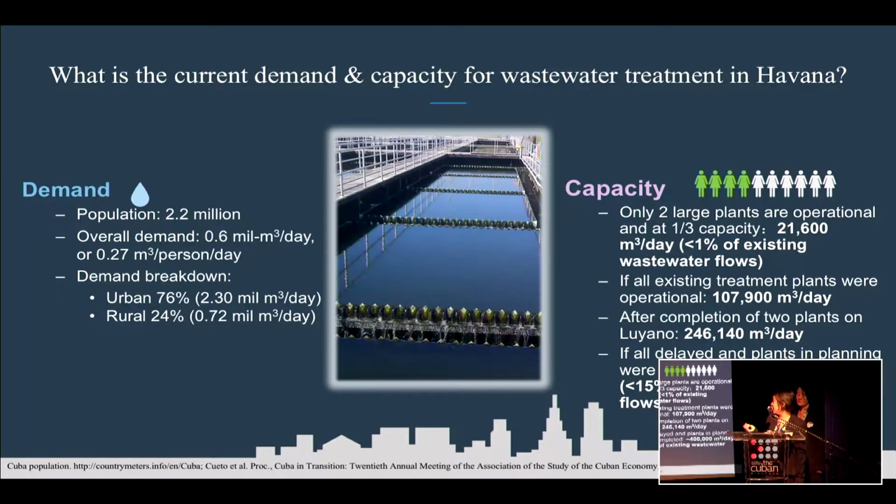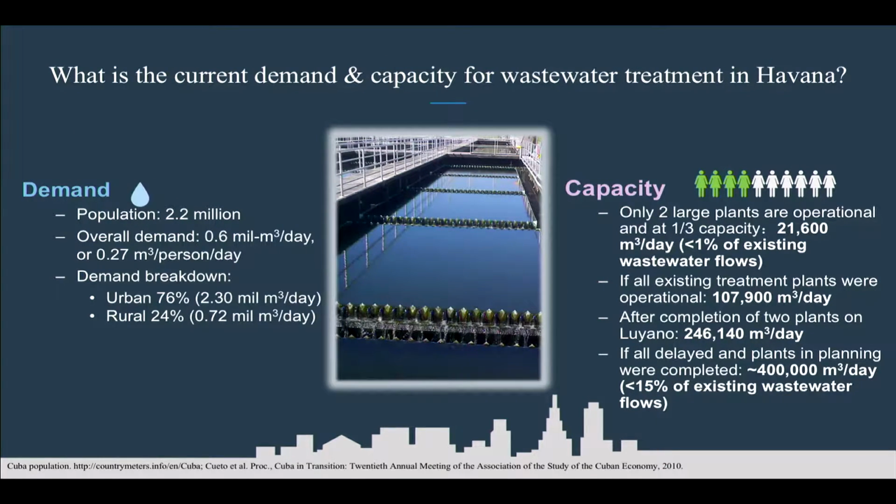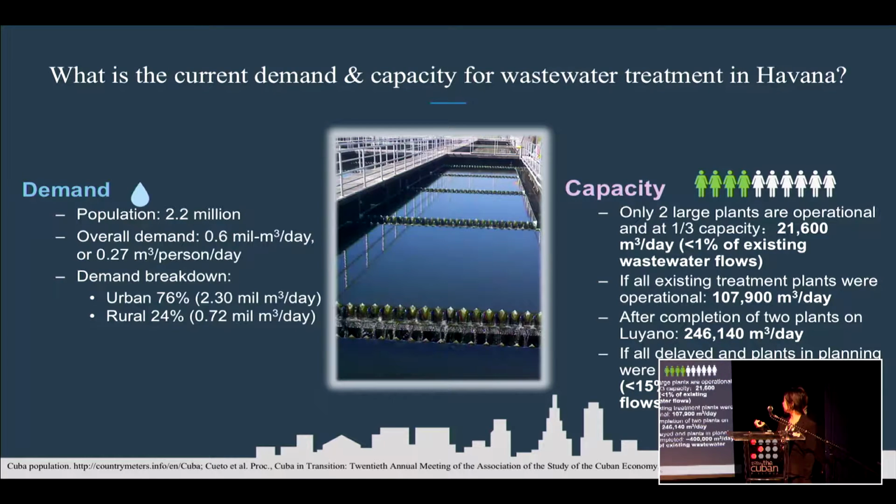So currently, the demand for wastewater treatment is to serve 2.2 million people in the entire country of Cuba, and the overall demand is 0.6 million cubic meters per day, or 0.27 cubic meters per person per day. However, only 2 large plants are operating in the entirety of Cuba, and they're only at 30% capacity, which means that even if all of the wastewater treatment plants were in operation, they would only serve about 15% of existing wastewater effluents.